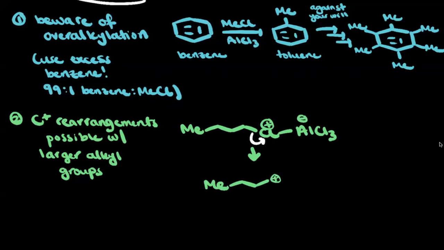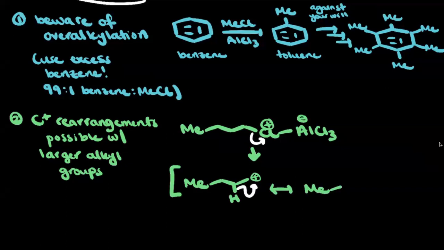And then give you this primary cation, right? I mean, we don't like primary cations, but we can actually rearrange this to give us a more stable secondary cation. In this particular case, we could do it using a 1,2 hydride shift. Okay, so we can go and draw a resonance structure for this. We'll end up with this guy. Totally rearranges against your will, and you're gonna end up getting that nice, more stable secondary cation, right?